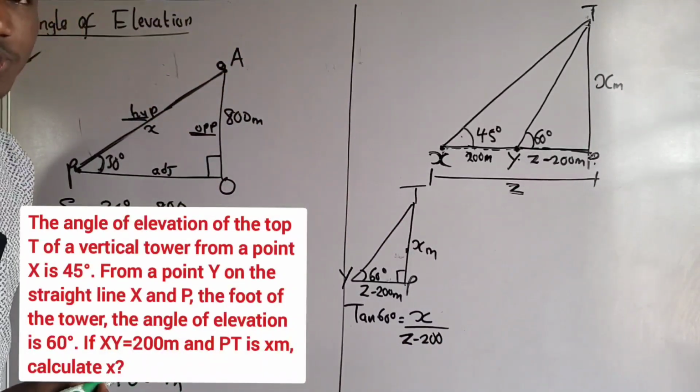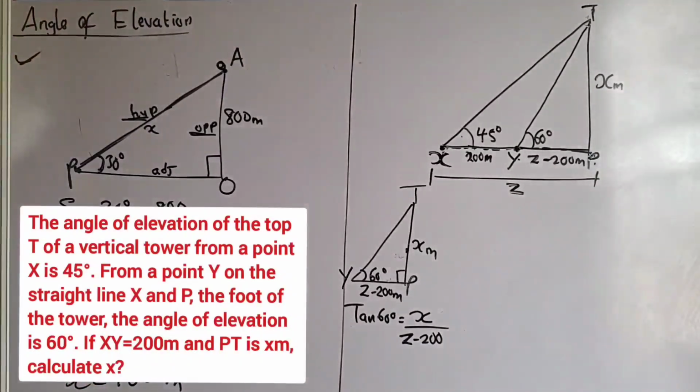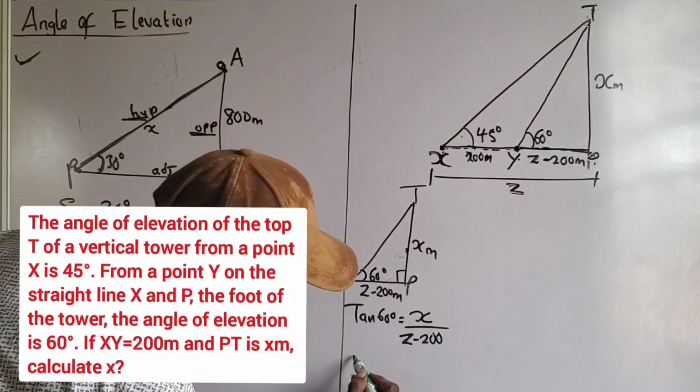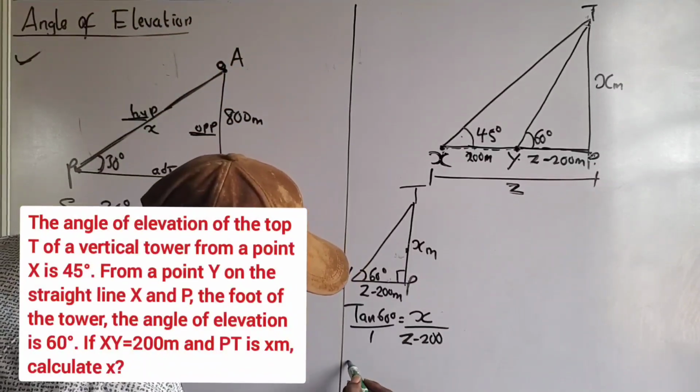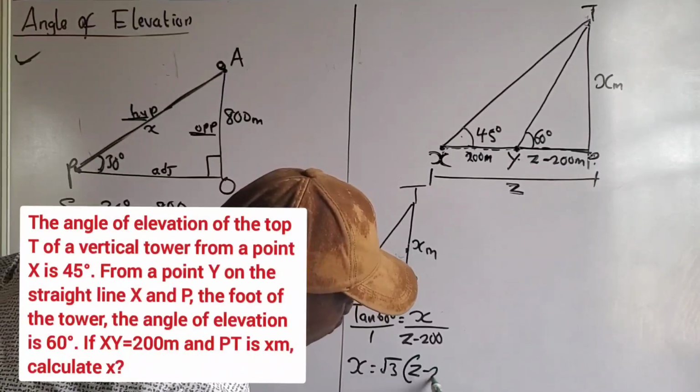Now, the next step is that you have to make X the subject of the formula. Don't forget, please pay attention. Tan 60 is root 3, and you can put it in decimal form, but I prefer it in short form. So tan 60 is root 3, so just cross multiply. X will be equals to root 3 multiplied by Z minus 200.